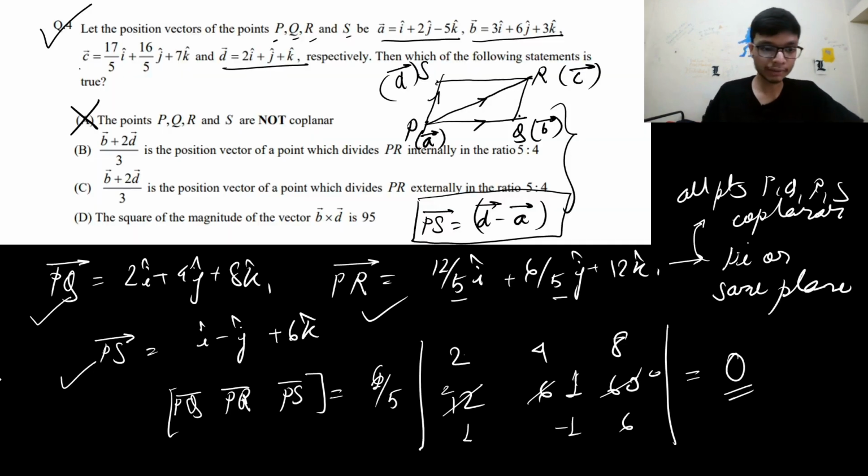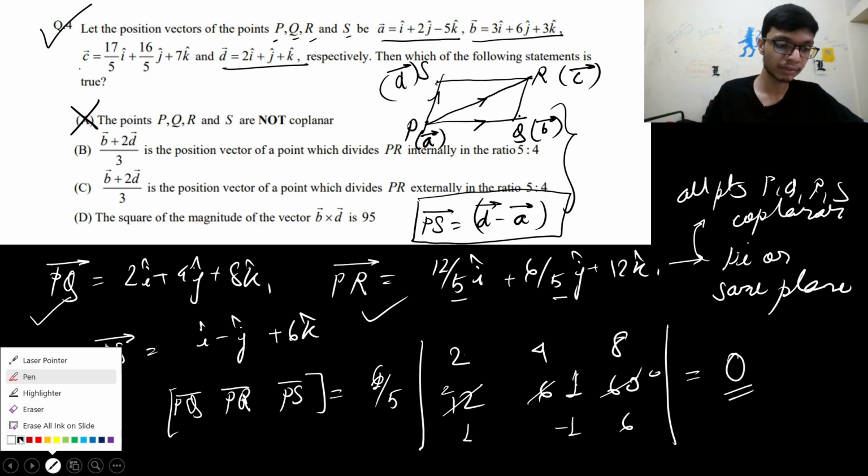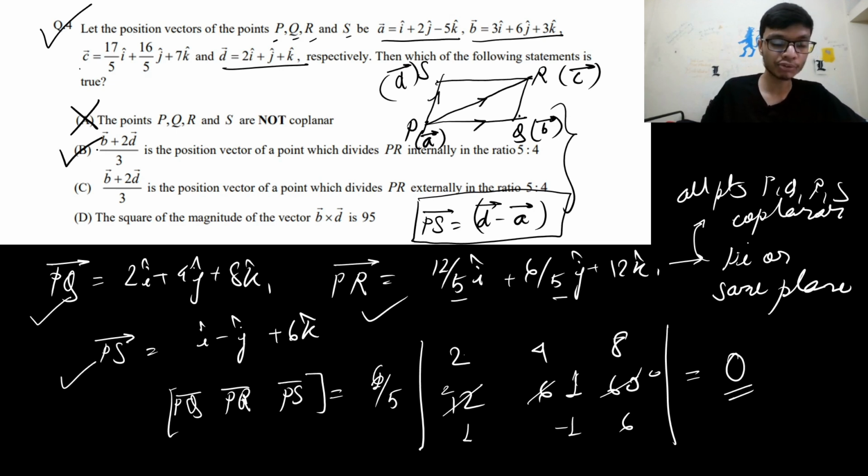So that's how we get to the right answer. This option B is therefore correct. Similarly, if we talk about external division, and if you check this on your own, you will find that it doesn't satisfy. Option C is again a bogus option. So this is also incorrect.